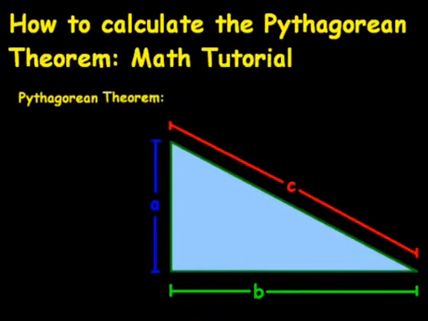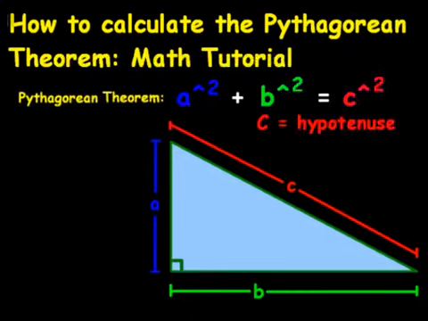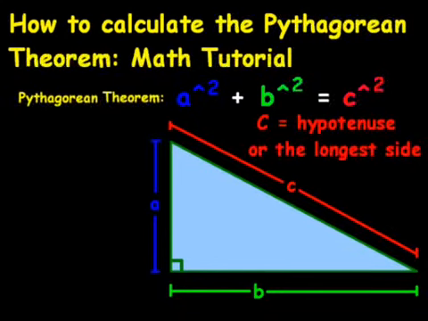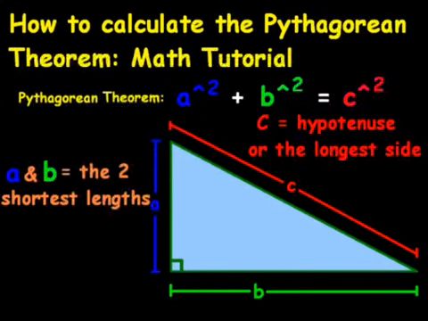Now the Pythagorean theorem is a squared plus b squared equals c squared, which sounds simple enough. What we want to remember is C is the hypotenuse, and you're like, what exactly is the hypotenuse? Well, in more simplistic terms, the hypotenuse is referred to as the longest side of the triangle. And then A and B, circled there, are going to equal the two shortest sides of the triangle.